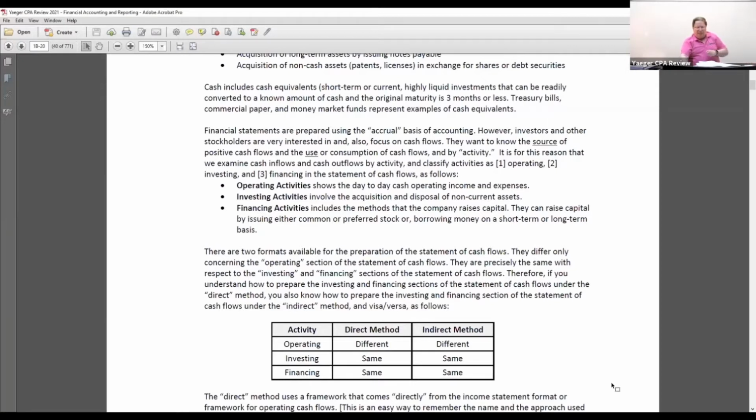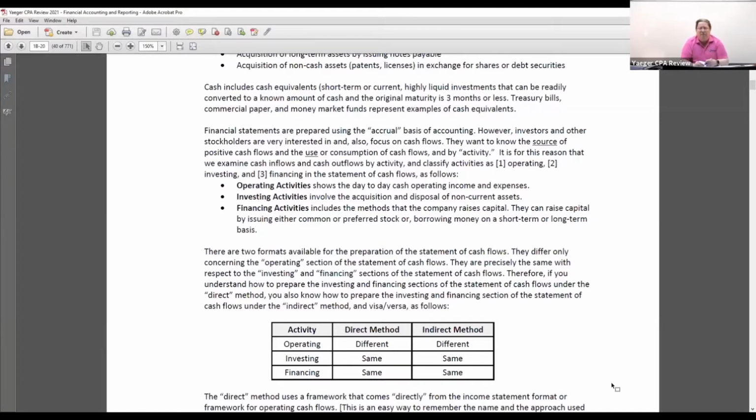Now, it says here, there are two formats for the preparation of the statement of cash flow. And by the way, we're going to do large problems on both methods, okay? And these large problems, everything I'm going to say today has been on the exam, and they follow the blueprints exactly.